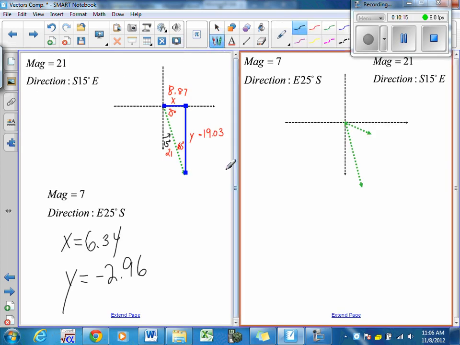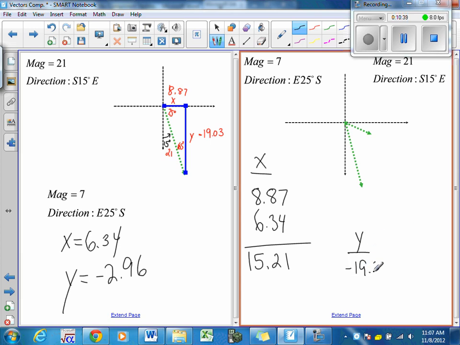So my x's, I have 8.87 and 6.34. If I add those up, I get 15.21. My y's, I have negative 19.03 and negative 2.96. And I get negative 21.99.